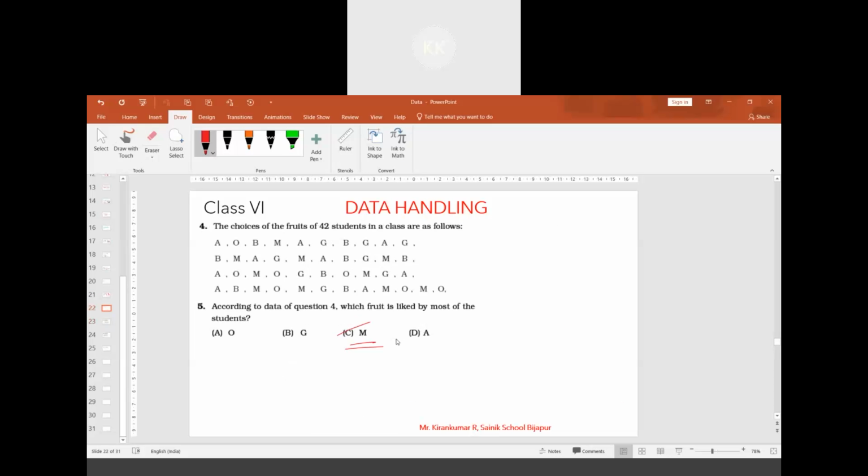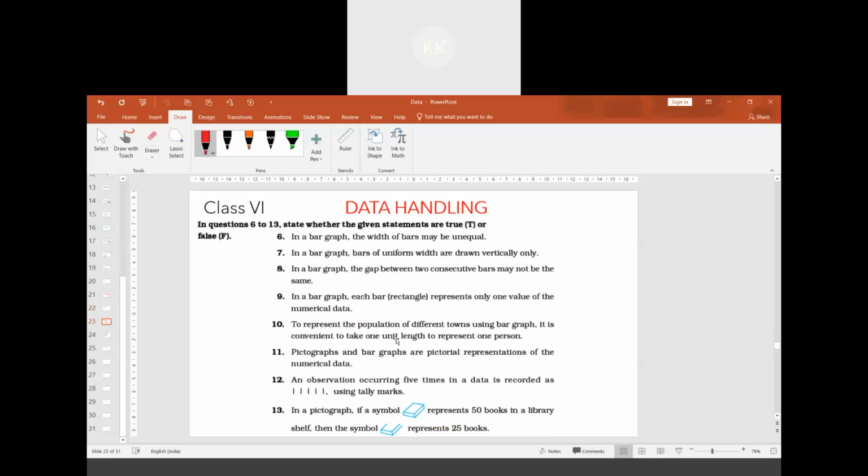These were the questions which are MCQ type. Now we have the questions which are true or false type. Question number 6 to question number 13 are true or false type. In question 6 we have, in a bar graph, the width of bars may be unequal.